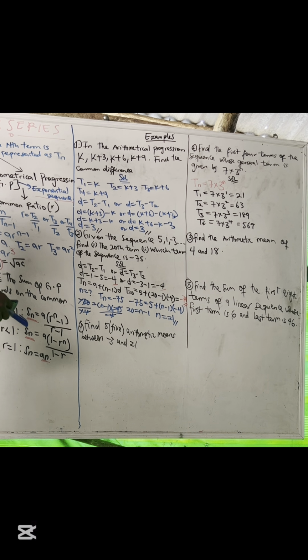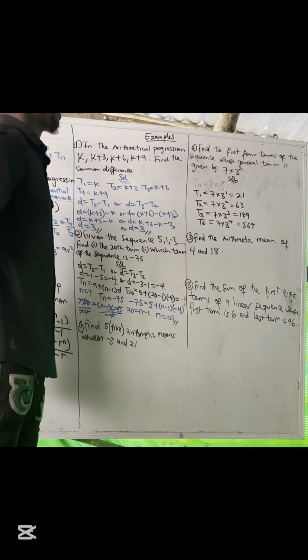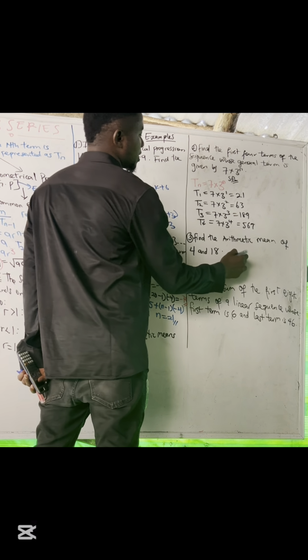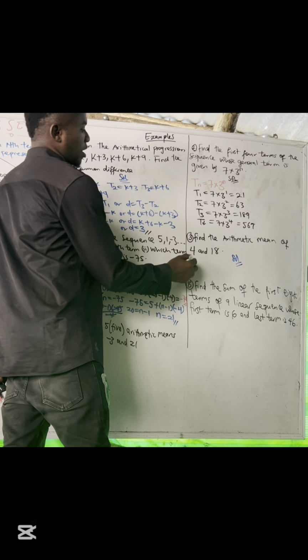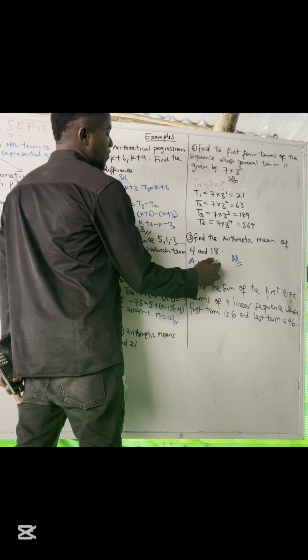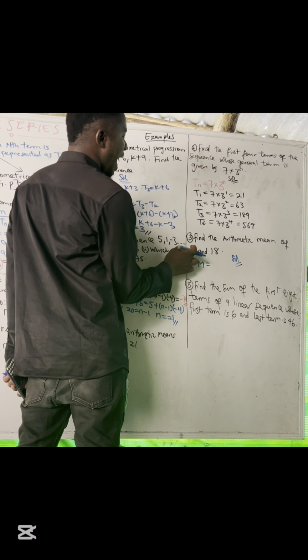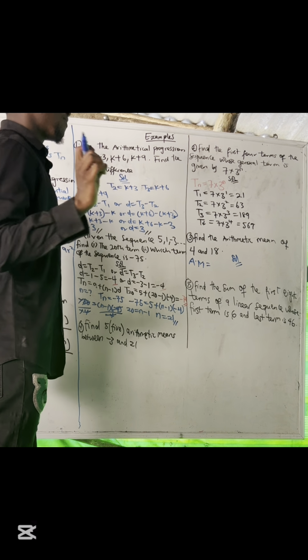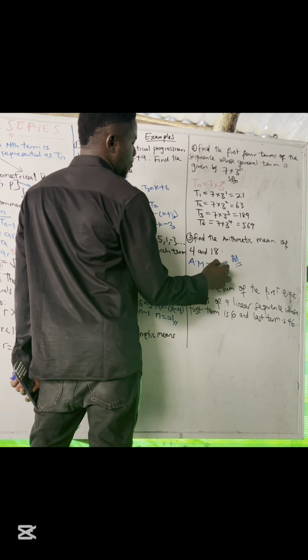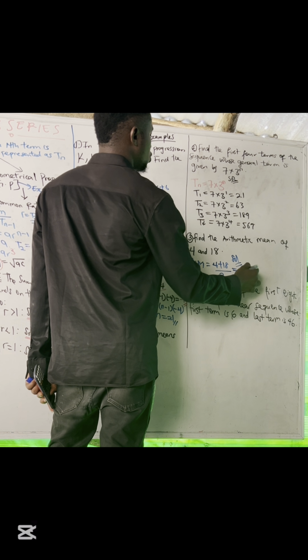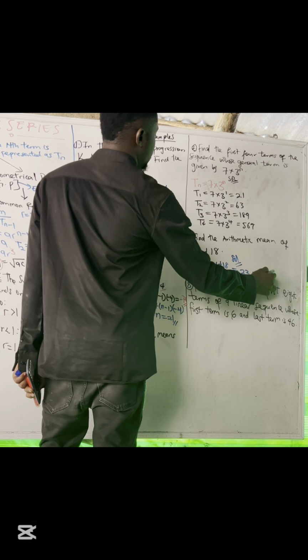Okay, let's move on to the next one. The next one is this. They said find the arithmetic mean of 4 and 18. Right solution. So whenever you are looking for the arithmetic mean, it's very simple. What you are going to do is that you will just add the two numbers together and divide it by 2. That will just be 4 plus 18 over 2. 4 plus 18 is 22 over 2, and that's equal to 11. The arithmetic mean is 11.